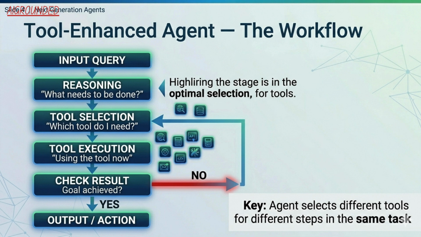step. The same agent might use a web search tool in step 1, a code execution tool in step 2, a database query tool in step 3, and an email sending tool in step 4, all within a single task completion cycle. Each tool is selected intelligently based on what's needed at a specific moment.